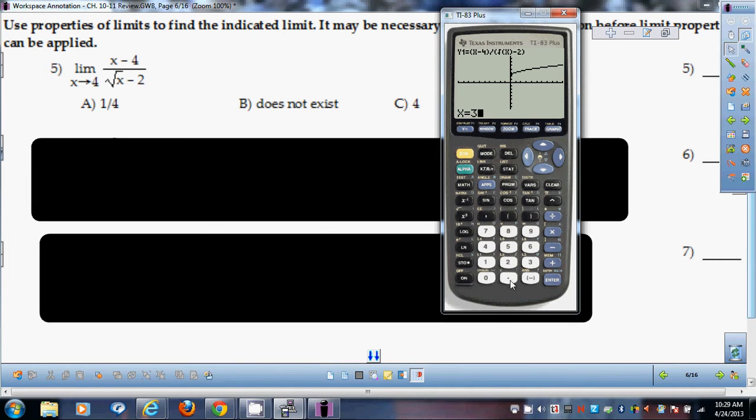Now, technically, here's the thing. Technically, yes, you need to go from both sides, but if it looks continuous, then you really only have to check one side. They should be the same. So the answer was C. What about this one?